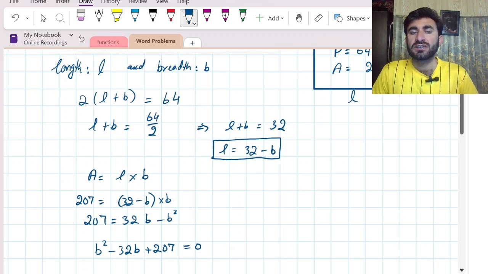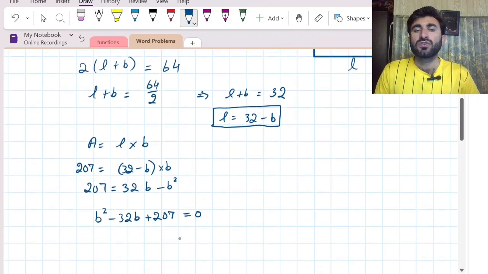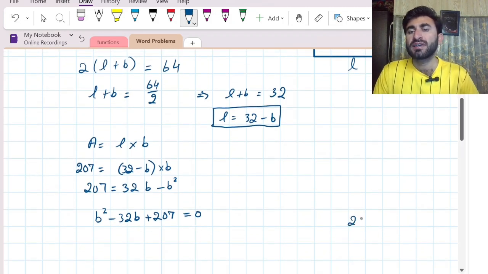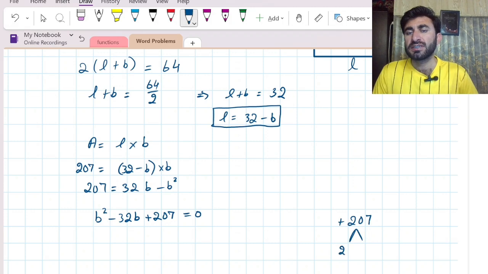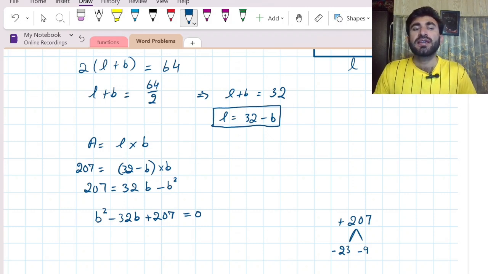Now we can solve it either way. We can apply the formula or we can factorize. If I want to factorize it, I have 207 and that is positive. So I have to take the factors of 207 whose sum will become 32. I can guess it should be 23 times 9. 23 times 9 is 207, and keeping both terms negative, their product will be 207 positive and their sum will be negative 32.